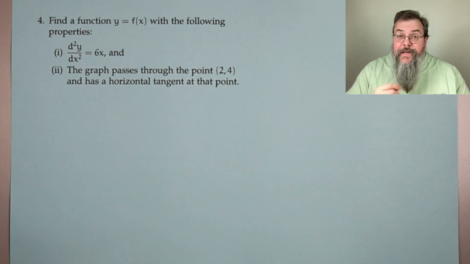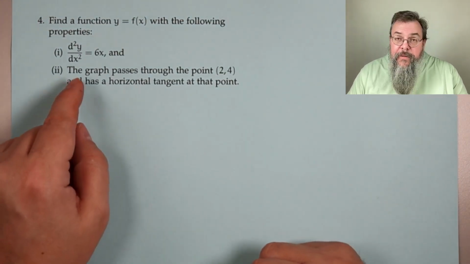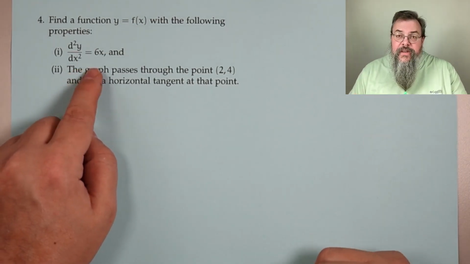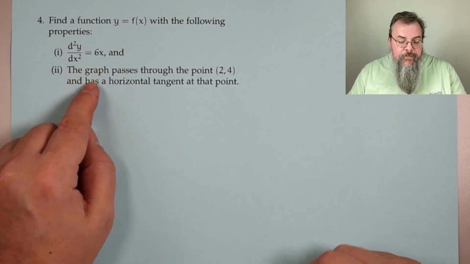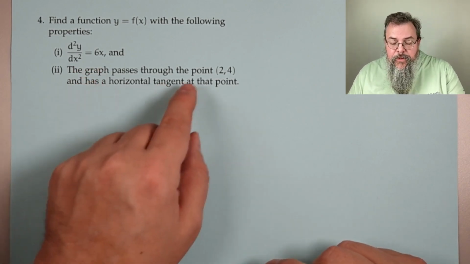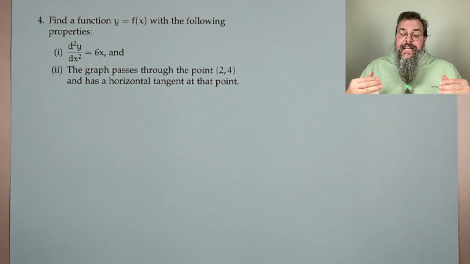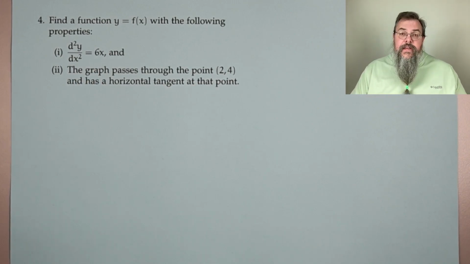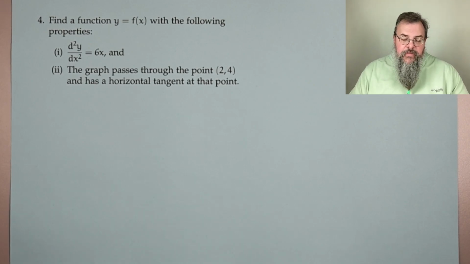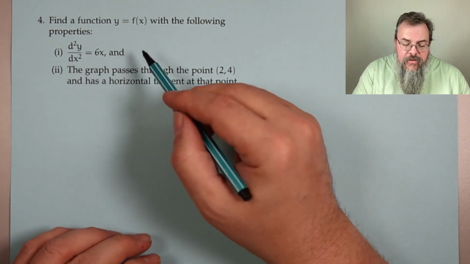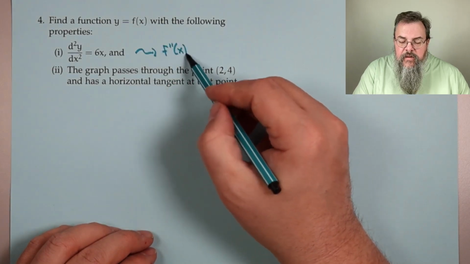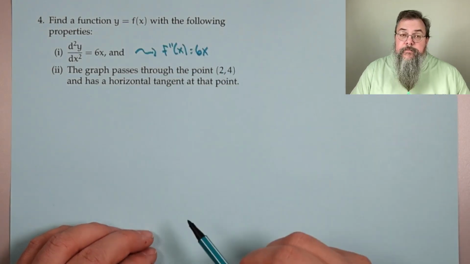Find a function y equals f of x with the following properties. The first property: d squared y dx squared, the second derivative, equals 6x. And the second property: the graph passes through the point (2, 4) and has a horizontal tangent at that point. Okay, so let's think about ways we can express these. Now here, this says the second derivative is 6x. So we could really say, f double prime of x equals 6x. That's another way to write that.